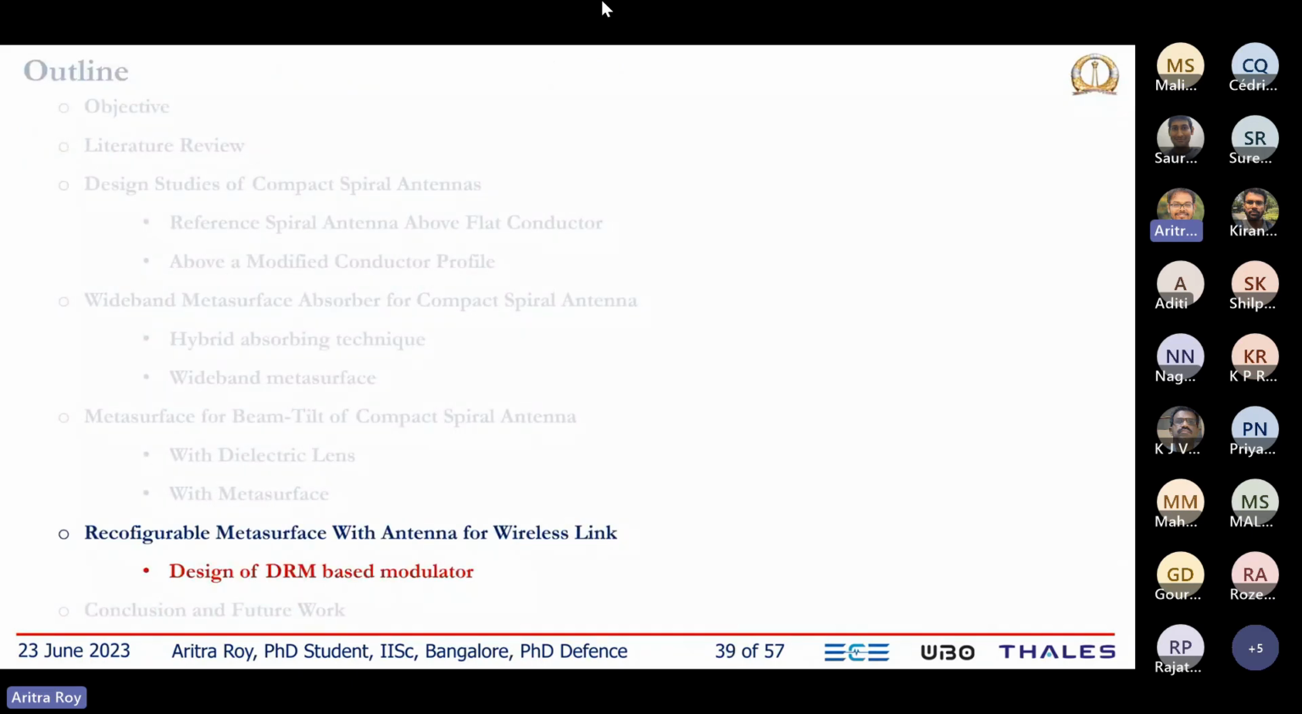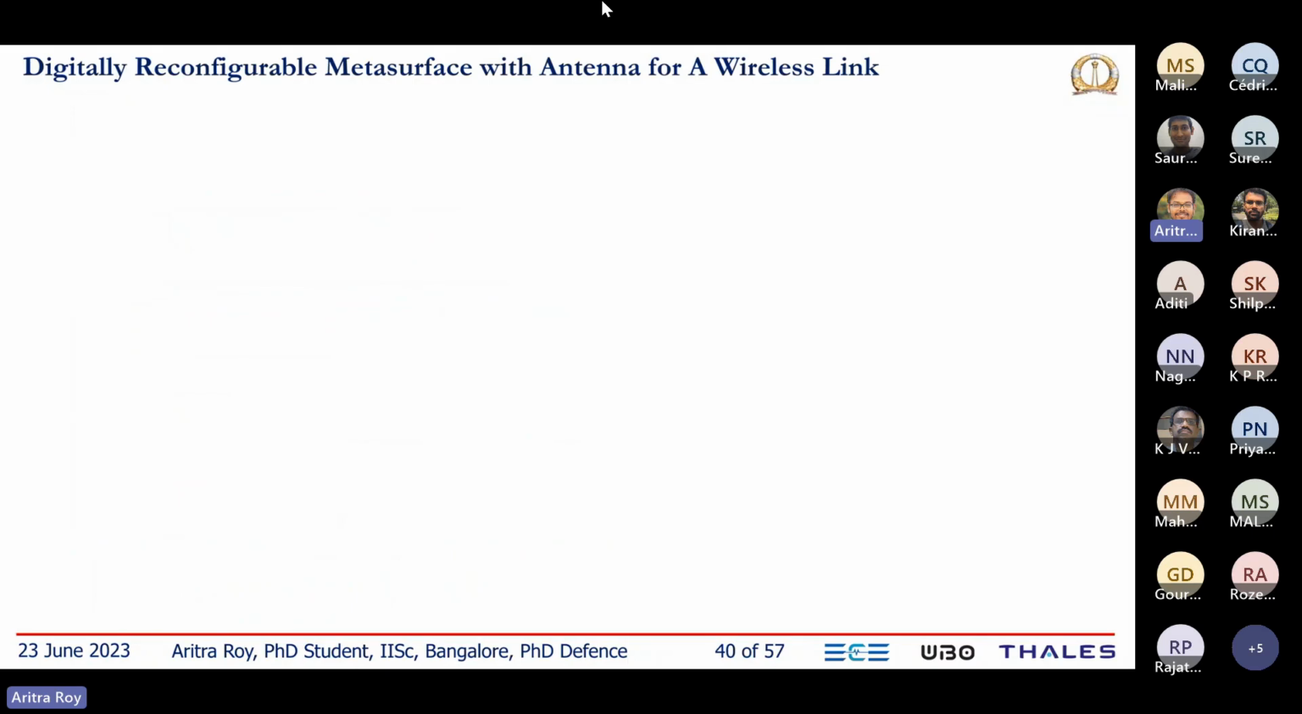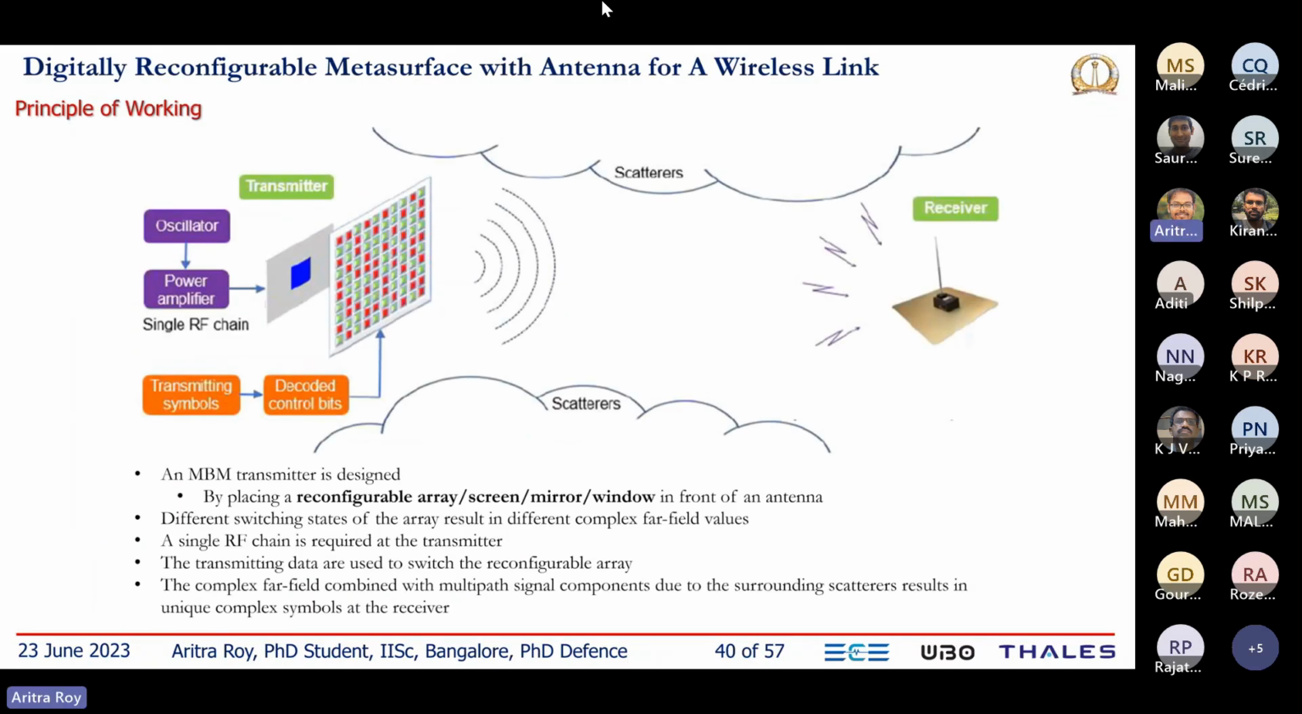Now comes the last chapter, which is the use of a digitally reconfigurable metasurface for media-based modulation. Let's take 1 minute to understand the concept of media-based modulation. Most of us know different multi-antenna systems like SSK. In SSK, or space shift keying, when we have to transmit a single bit, meaning 2 symbols, 1 and 0, we need 2 different antennas. If we want to transmit 2 bits, we have to transmit 4 symbols and we need 4 antennas. If we want to transmit 8 bits, in that case we have 256 symbols and we need 256 antennas.